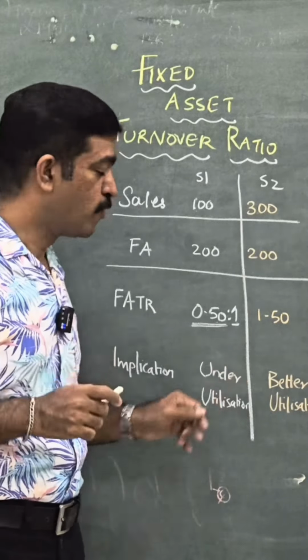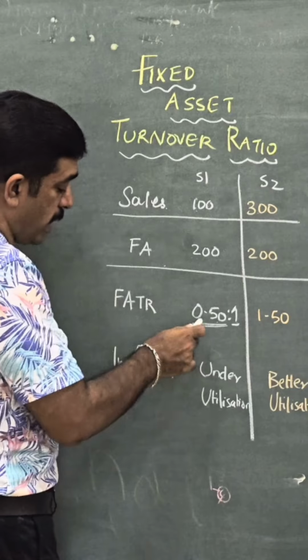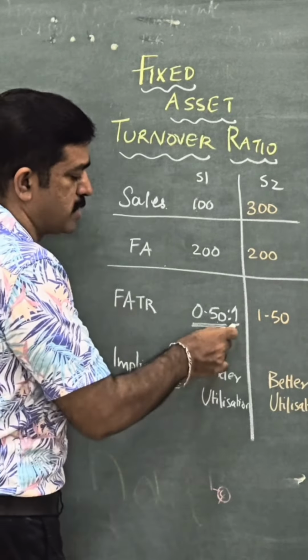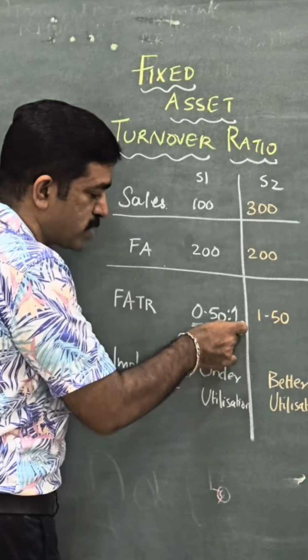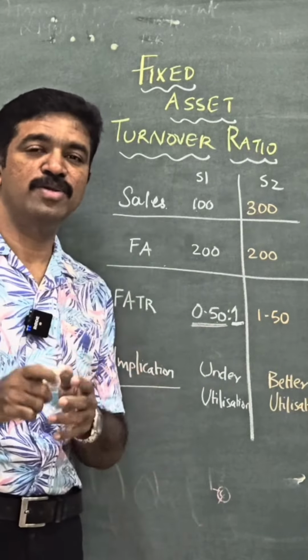Okay, so we have to compare these two and arrive at this ratio, and here the implication is they are underutilizing the fixed assets. See, with 1 rupee fixed asset, they are making a sales of only 50 paise. It is a sheer case of underutilization.